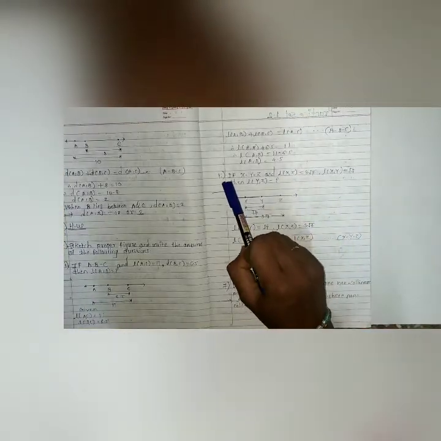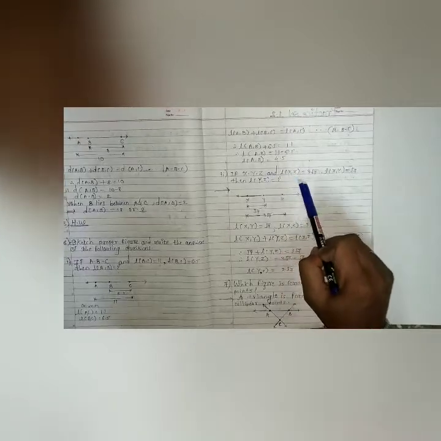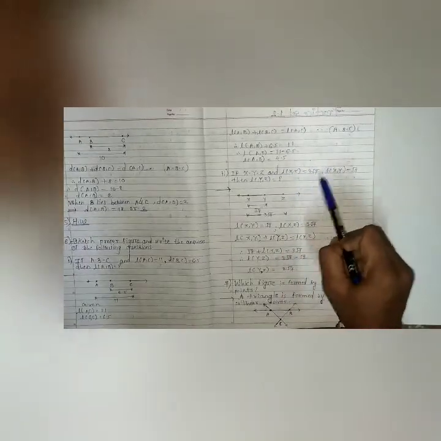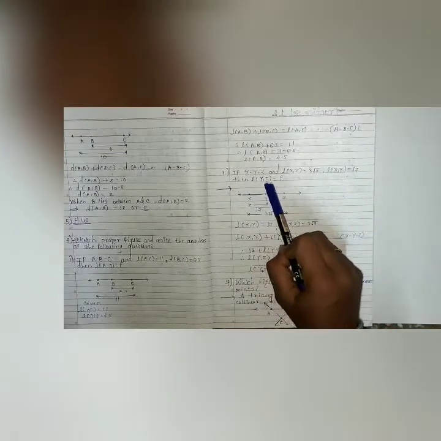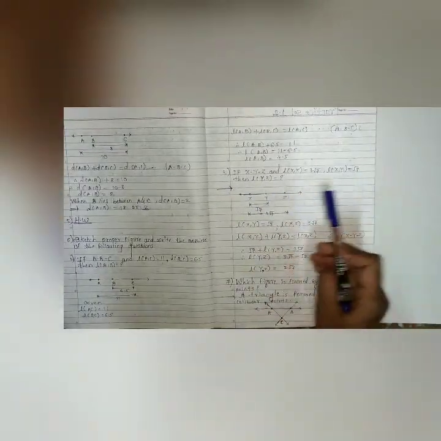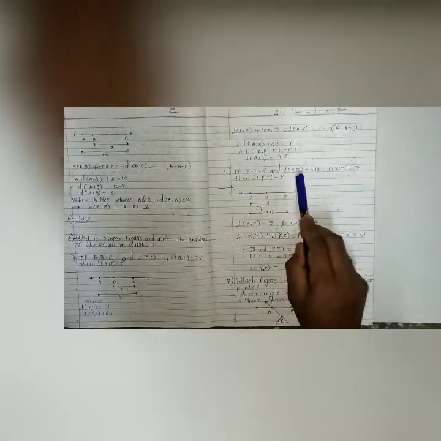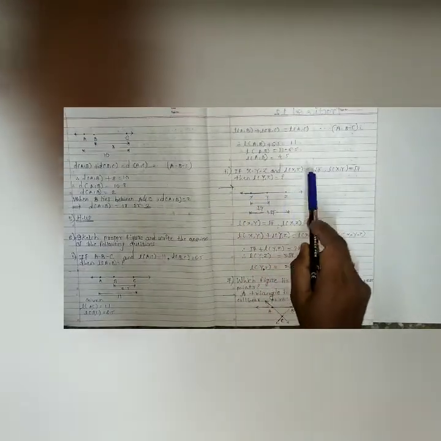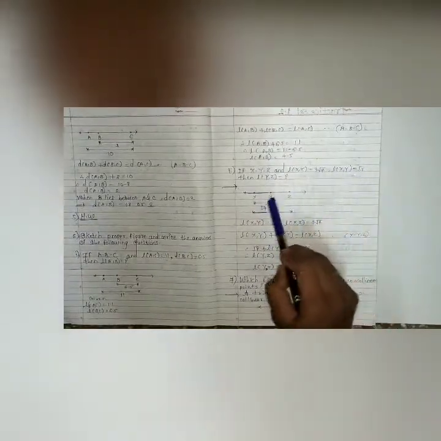Now the second question: if X-Y-Z, and length of XZ is equal to 3 root 7, length of XY is equal to root 7, then length of YZ is equal to what? Here length of XZ is equal to 3 root 7. Length of XY is equal to root 7.